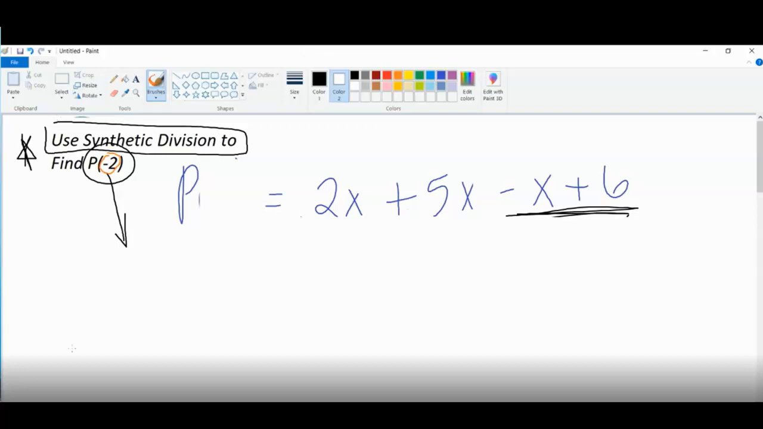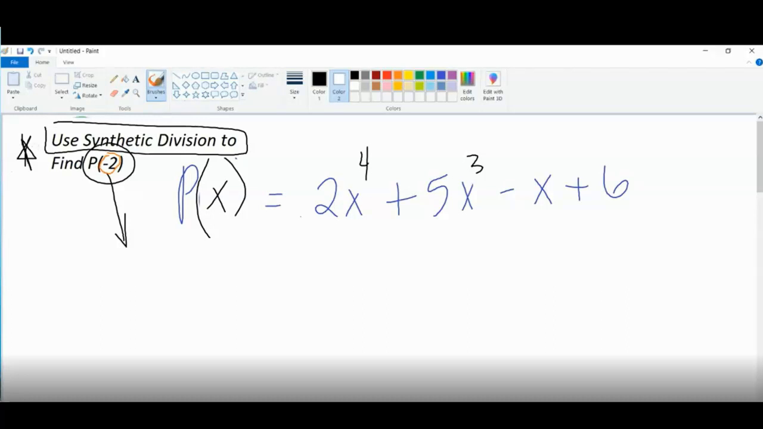So we are using synthetic division to find p of -2. Now, a lot of you already have done a problem like this where you're doing the remainder theorem to find p of -2, which actually you can do to make sure that you're getting the right answer for doing synthetic division. I actually would recommend that. So go ahead and write this problem down. It's 2x to the fourth, 5x cubed minus x plus 6.